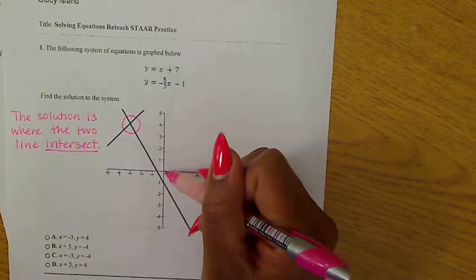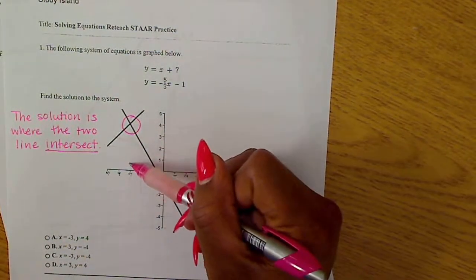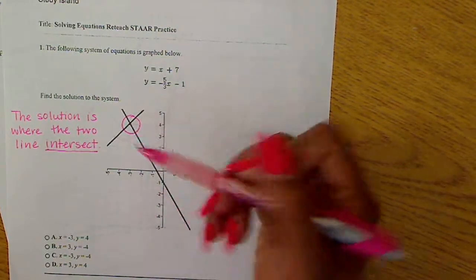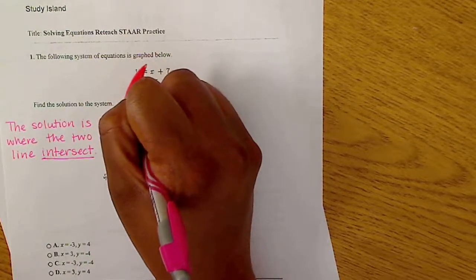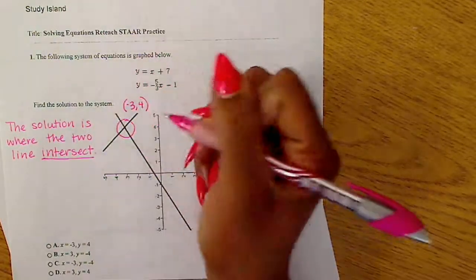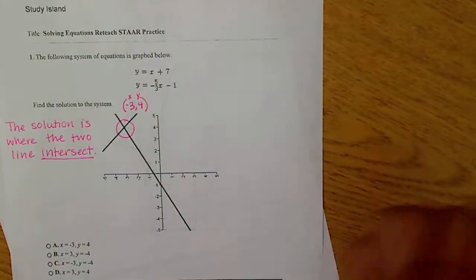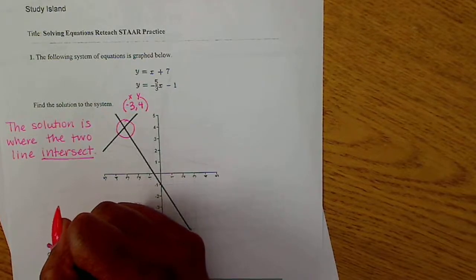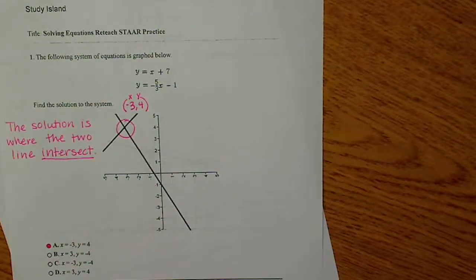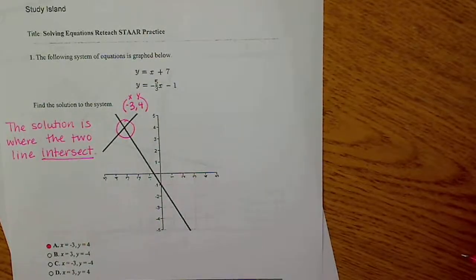Remember, we go x and then y. So we go -3 and then up 4. So the intersection is at (-3, 4), where x is -3 and y is 4. What answer choice is that? A. Everybody follow? Yes? Okay.